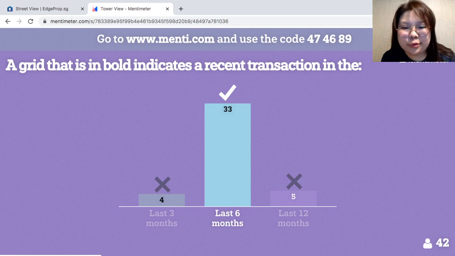Okay, so most of you got it correct. It is the last 6 months. Once we pass the last 6 months, it will not be highlighted in bold anymore.